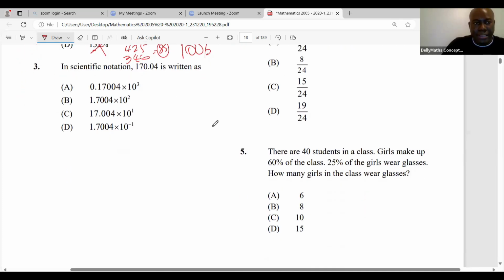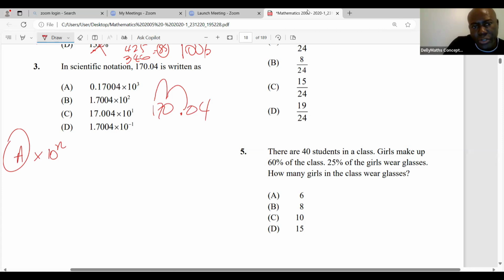Let us take a look at question 3. It says here, in scientific notation, what is 170.04? All right, so scientific notation. Remember, in scientific notation, we want to represent the number as a times 10 raised to the n, where a is a number less than 10 but greater than or equal to 1. The decimal point must come after the first non-zero digit. So it's going to move itself to here. So it's going to be 1.7004 times 10, and definitely it moved 2 places. So we're going to raise it to the 2. And here it is. That's the answer right there.